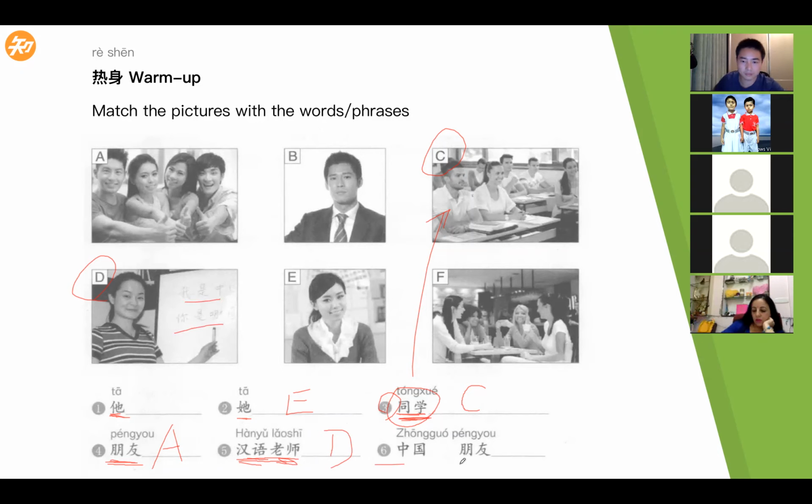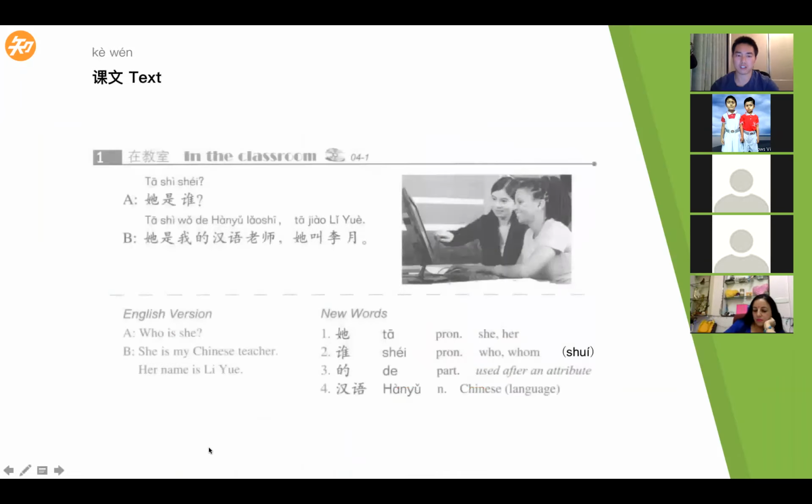中国朋友, 中国朋友. Great. 中国 means Chinese, and 朋友 means friends, so Chinese friends. So I think these are the 中国朋友 because these faces look Chinese. Then I think this one is right too. Yeah, like this. So these are the words of the warming up section.